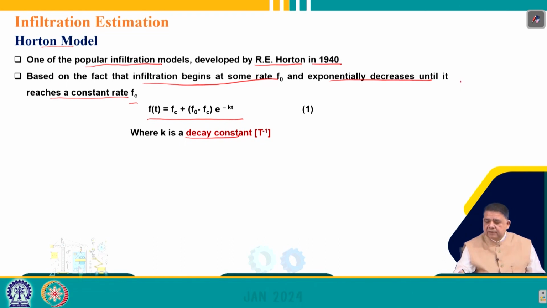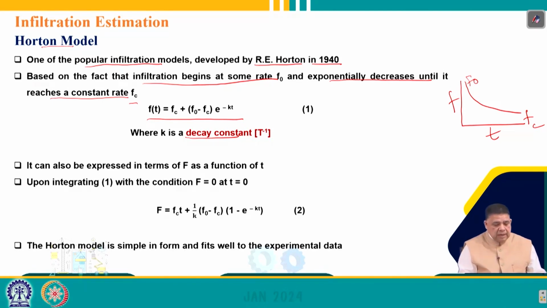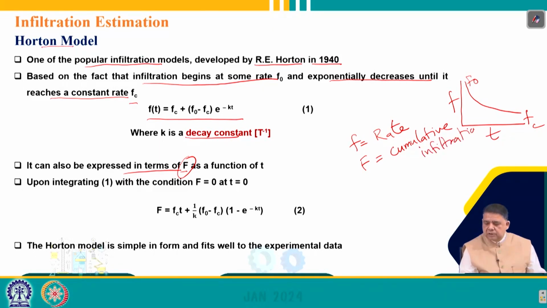So, basically this model is based on what we have already seen, that infiltration curve. It starts at a higher rate f0, if you plot f versus t, and then it attains a constant value fc after a significant period of time. It can also be expressed in terms of F, that is cumulative infiltration. Remember, small f is infiltration rate and capital F is cumulative infiltration. We must remember these two terms.